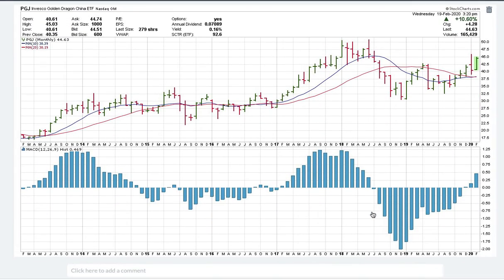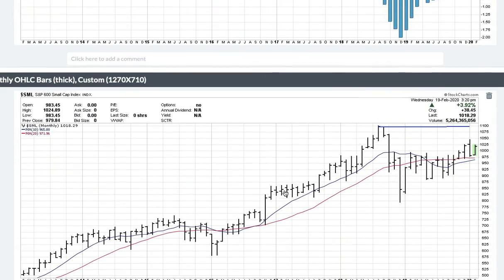Here is China. This is the Golden Dragon, which is every stock that trades in the United States that's from China. So we can see here, big bear market here, coming out of it, and momentum is improving, actually on a buy signal. Keep your eye on China.